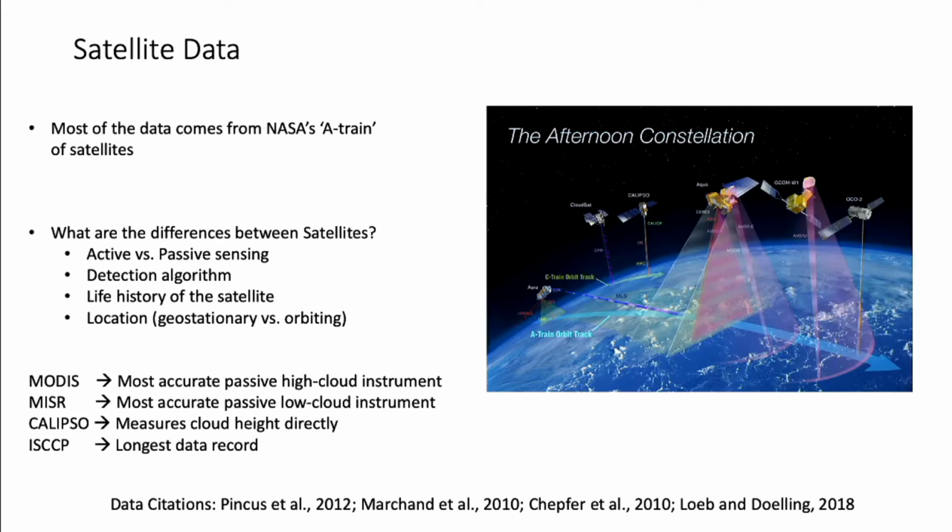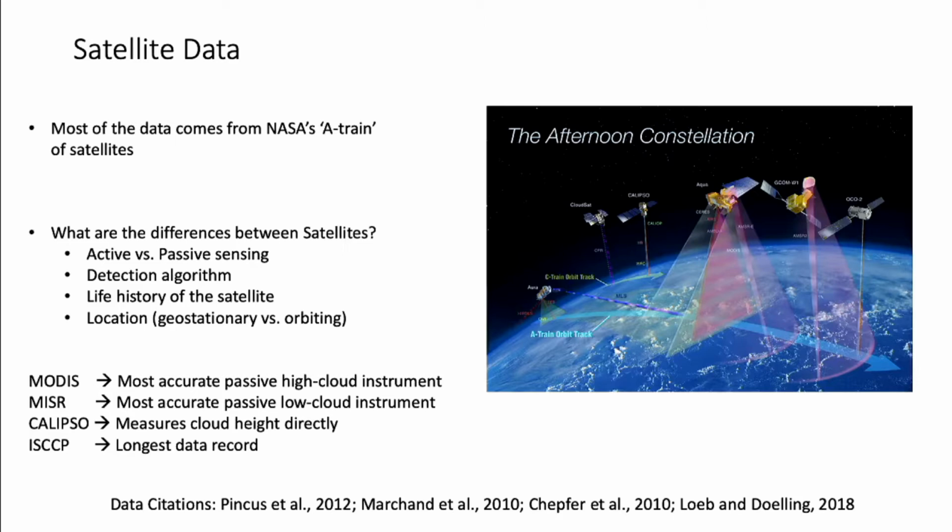So we have roughly 25 years of data from ISCCP, and that's much longer than any of these other more sophisticated satellites. So that's the strength of ISCCP. The detection algorithm isn't that great, but it's a longer record. MODIS is very similar to ISCCP, but it has a little bit more of a sophisticated detection algorithm. So this does better with high clouds. MISR does better with low clouds, and CALIPSO measures the cloud height directly.